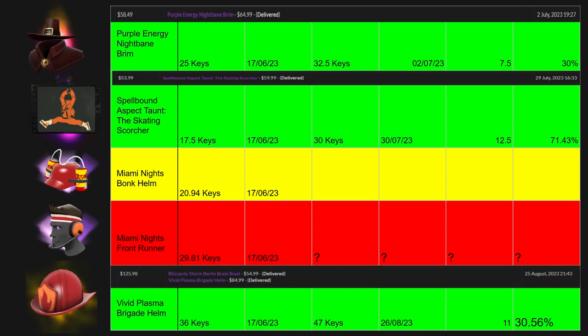Vivid Plasma Brigade Helm. I'm surprised someone bought it for this much despite being inflated. It is a very good looking pyro hat. A decent margin in a decent amount of time. This was included in the 2-for-1 downgrade with the Vivid Plasma Berlin Brain Bowl.